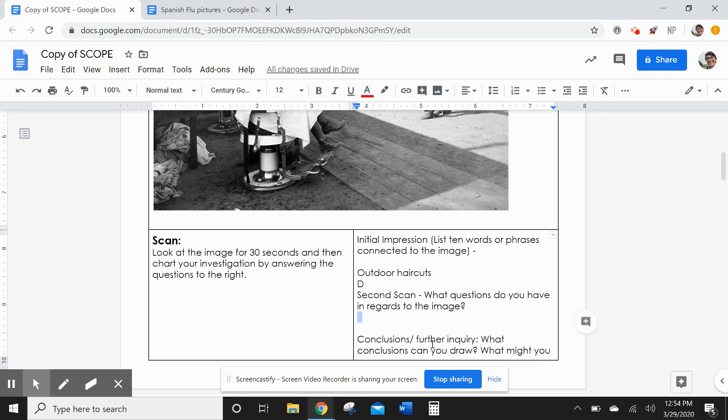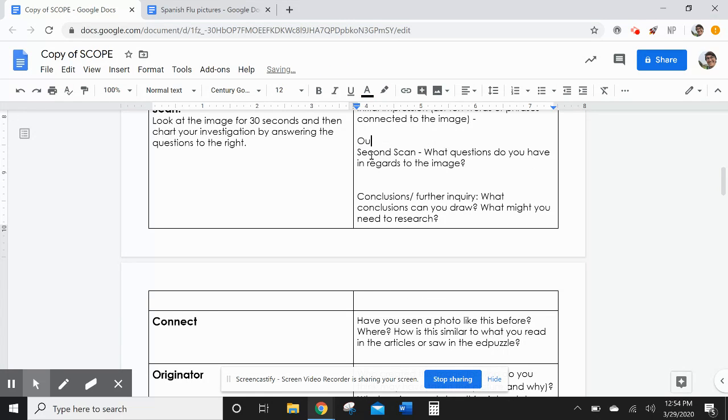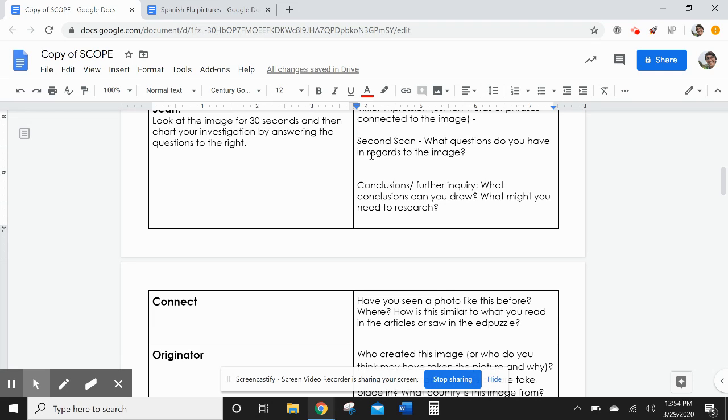And then what conclusions can you draw and what might you need to research? So if I was looking at that, considering my questions and what I saw, what conclusions I draw might be that if I was thinking about bubonic plague or something, they thought maybe if they were outdoors, it wouldn't spread as well. Maybe they're doing social distancing, so maybe this is further into the flu. What might I need to research? I might want to research when that photo took place and what kind of rules and laws the government was putting into place that you were still allowed to go get a haircut.